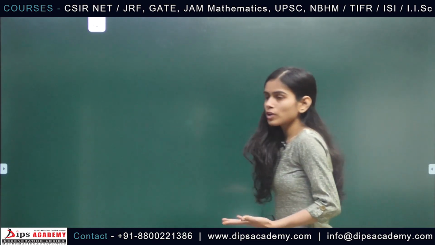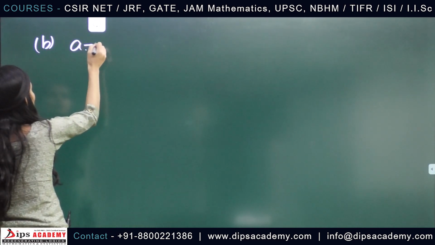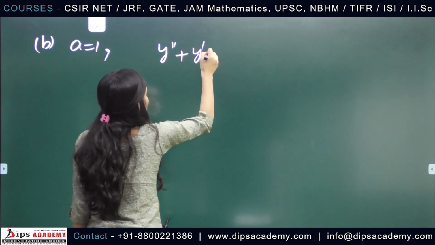Now, a is 2 we have found, and in option B they are taking a as 1. In that case our given differential equation will convert into this equation.